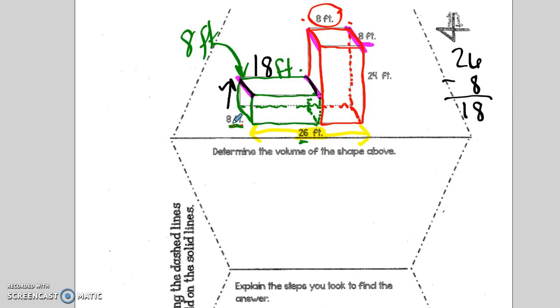Okay, so we've completed our first step in the process. We have found all the dimensions. We cut our shape into rectangular prisms, and we found the missing dimensions. Okie doke. So now we got to determine the volume of our shape.